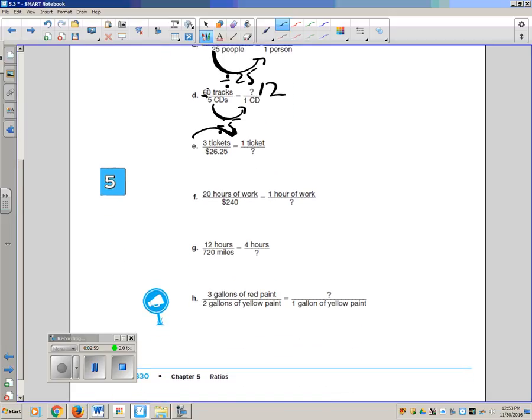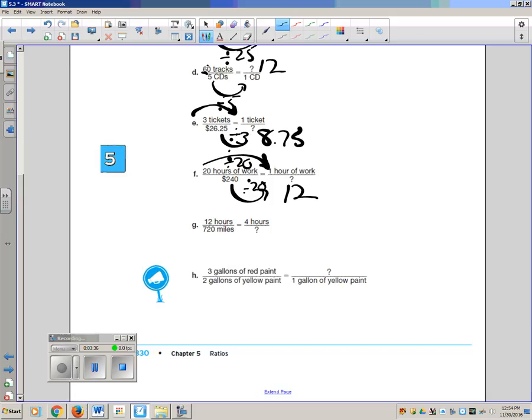3 tickets. Goes to 1. I divided by 3. I didn't write that very well. Try that again. 26.25 divided by 3 is $8.75 for 1 ticket. F, 20 goes to 1. I divided by 20. 240 divided by 20 is, I believe, 12. Yes, got it right.